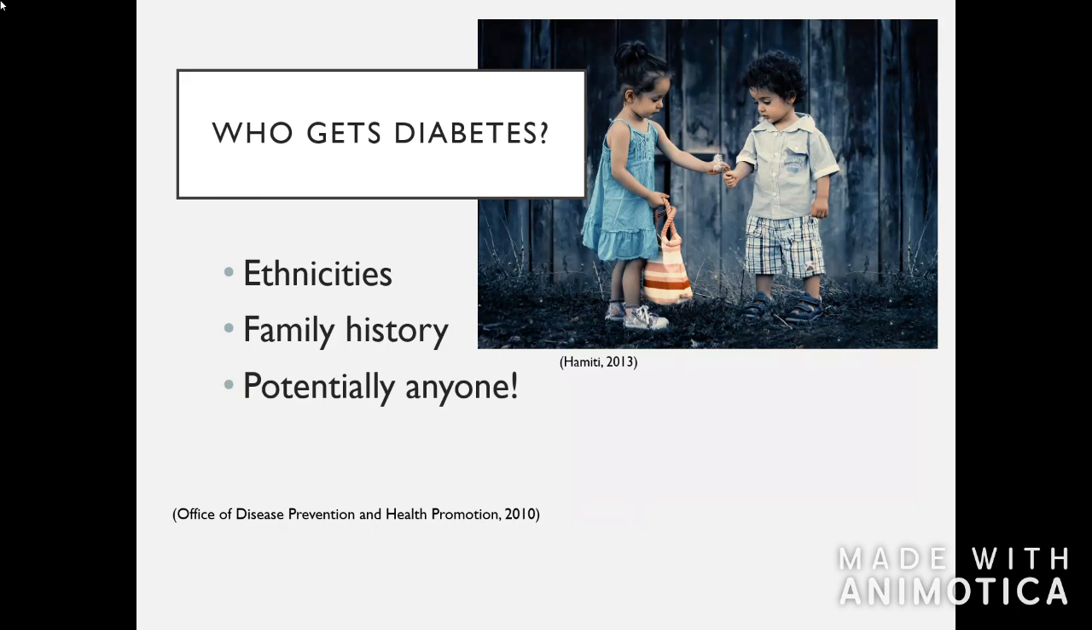Minority populations are also at a higher risk of developing diabetes. Those with family histories of diabetes are also at a higher risk of developing it. Ultimately, everyone has a potential risk for developing diabetes and may benefit from the teaching in this video.